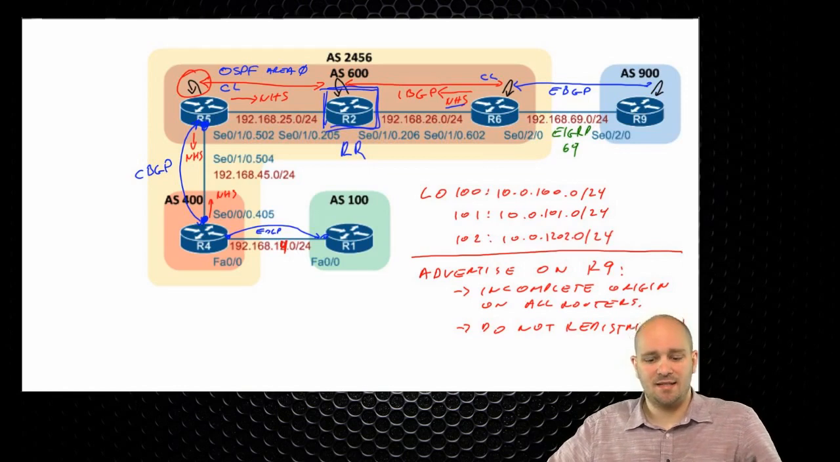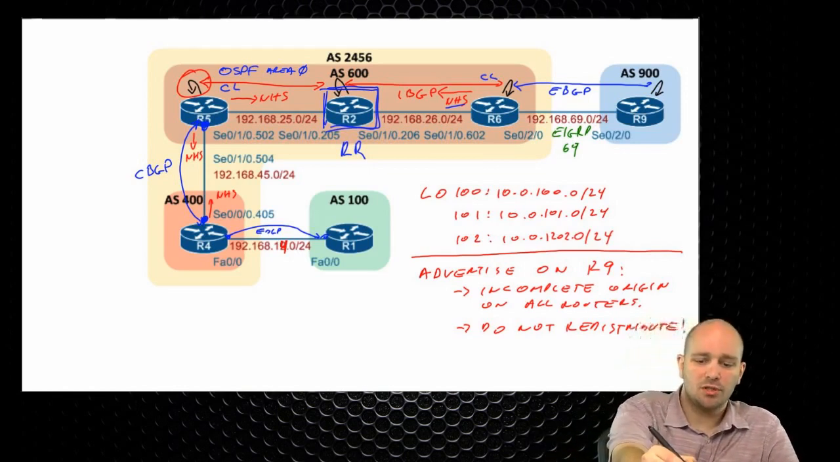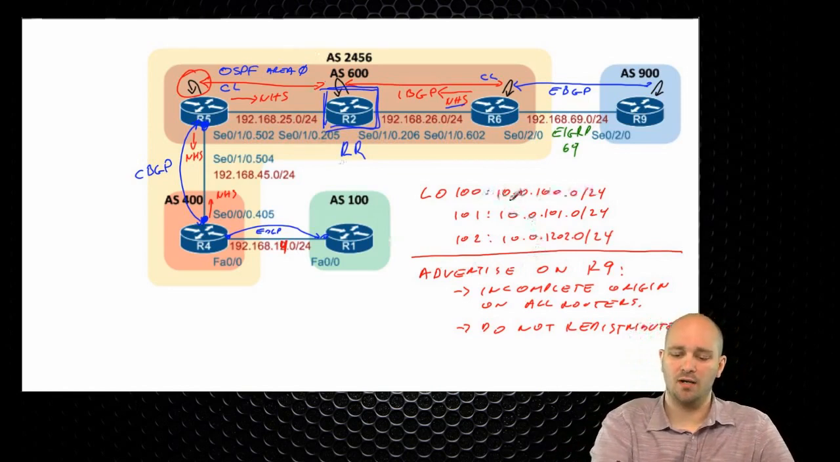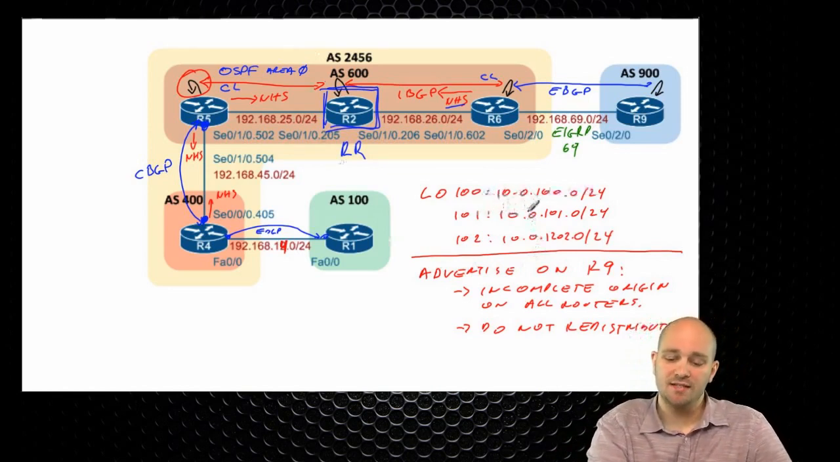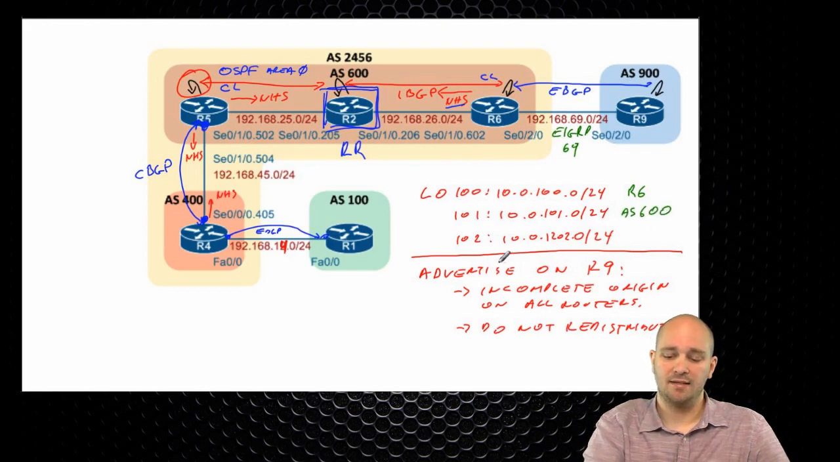Now, let's make this task a little bit more complex. Now, I want loopback 100, so this route 10.0.100.0/24, to be available only on R6, well, including R9. So on R9, this is the injection point. So only on R6. And 10.0.101.0/24, I want to be available only in AS600.